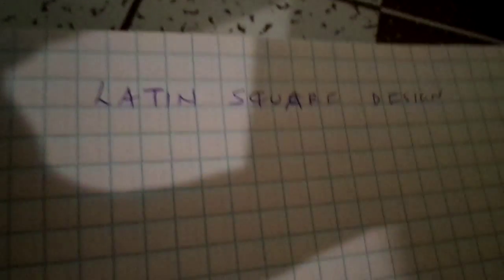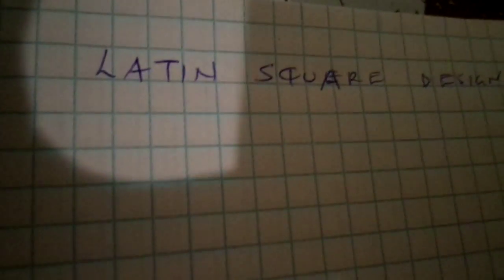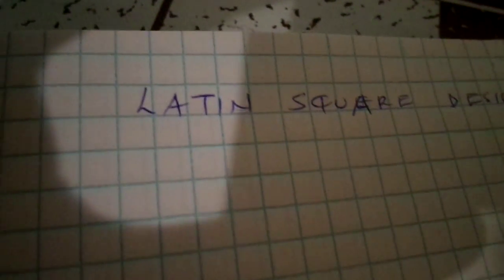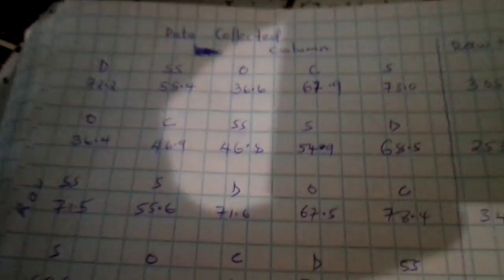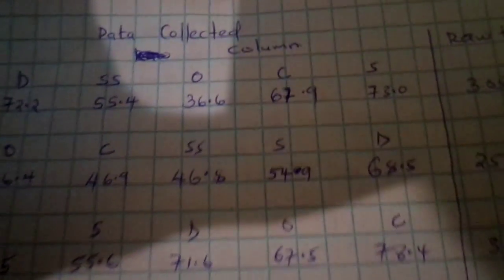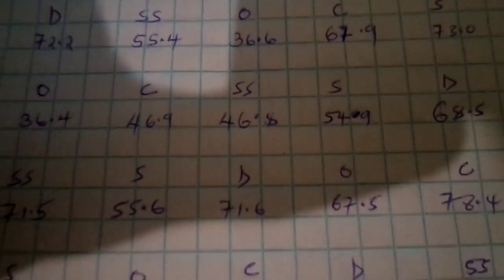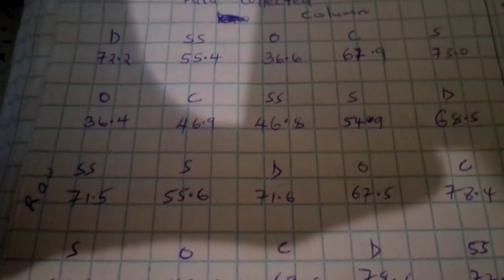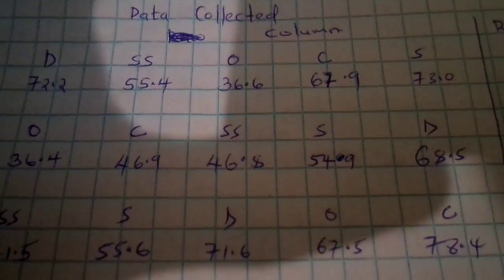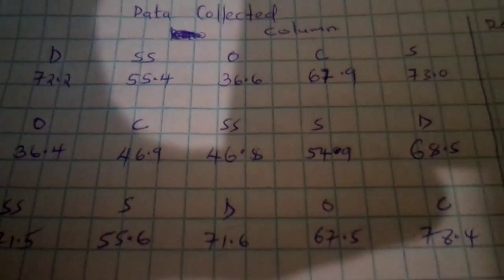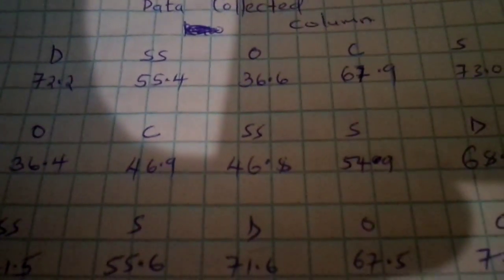Today we want to calculate a Latin square design, which is a topic used to analyze data in statistics. You're given data, with observations arranged in rows and columns. This is the observation, and we have different observations here: D, S, S, O, C, and C.